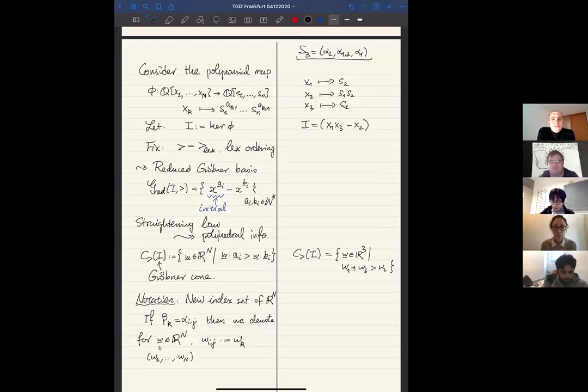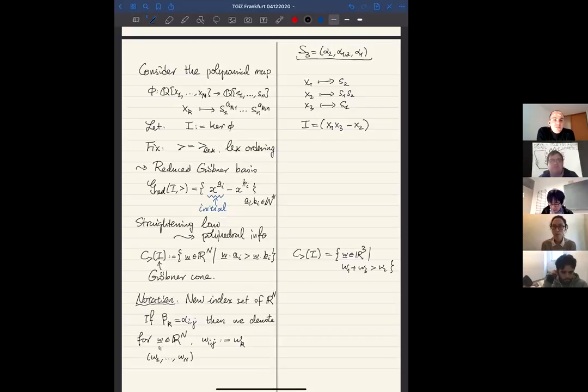And before stating the main result, I need some new notation to simplify, to let you understand what this theorem means. Otherwise, it's too hard. So the notation is the following.